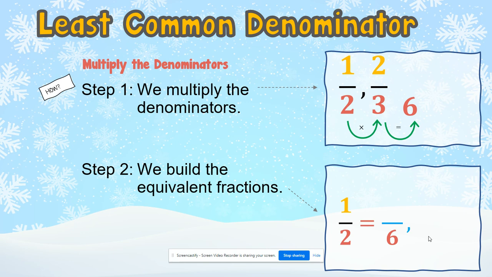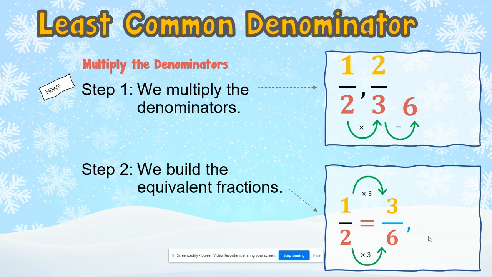So if we have 1/2, for our equivalent fraction, we would write 6 in the denominator. We would notice that 2 goes into 6 3 times, and so we'd multiply the numerator by 3 to get 3. And so our equivalent fraction for 1/2 is equal to 3/6.